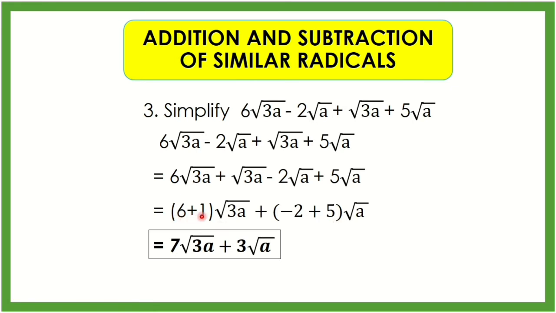Simplify, 6 plus 1, that is 7. And then, the common radical is square root of 3a. And then, negative 2 plus 5, that is equal to positive 3. And then, affix the radical square root of a. Our final answer is 7 square root of 3a plus 3 square root of a.